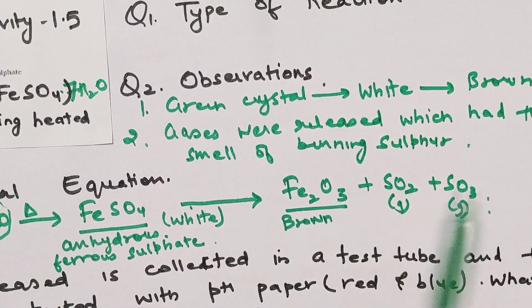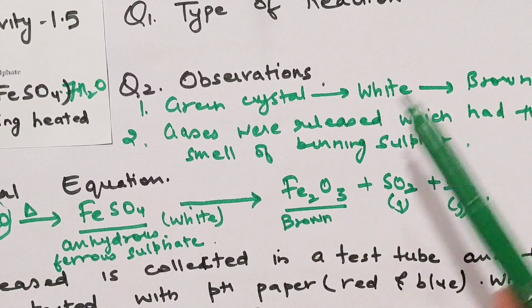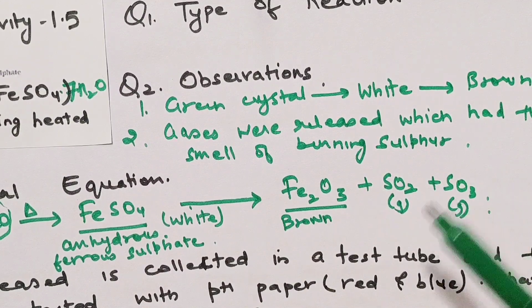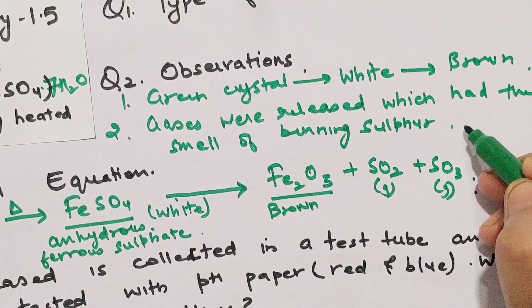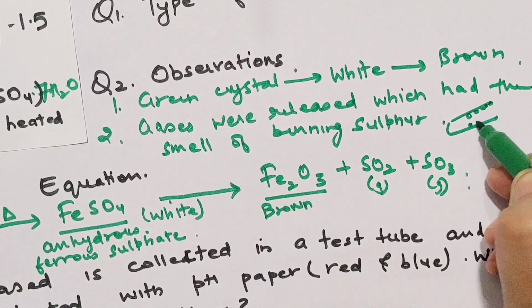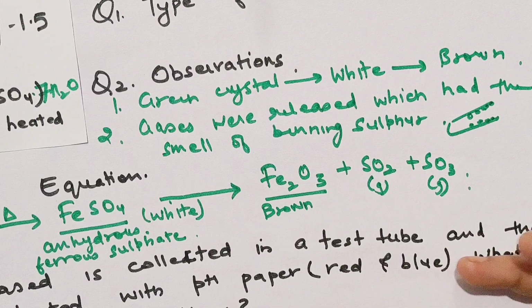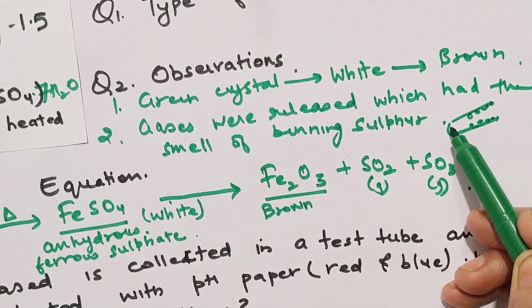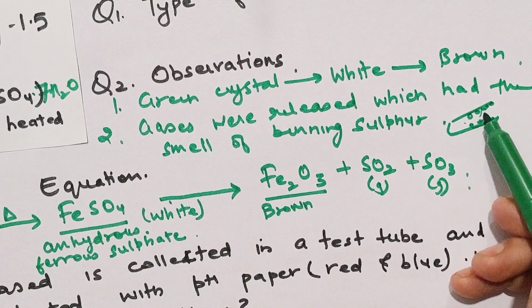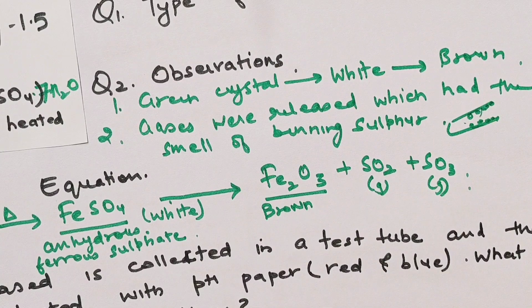Gases were released which had the smell of burning sulfur. Burning sulfur has a very pungent smell, so that would also count as an observation, right? So these two are the observations. You may also state that along the sides of the test tube, some water droplets were noticed. That would happen when the water of crystallization is leaving. Because this part of the test tube is still cold, water that evaporated here got condensed on the sides, right? So that would again be an observation.